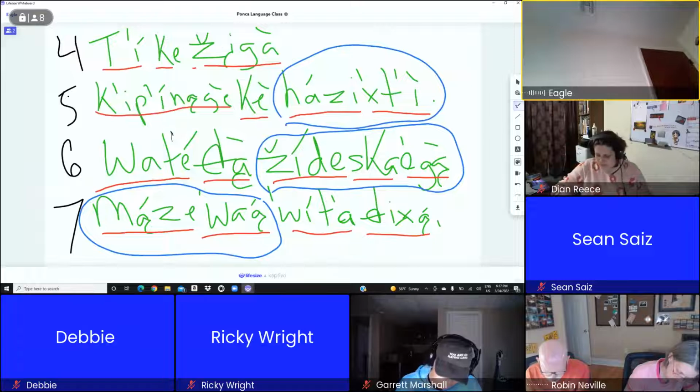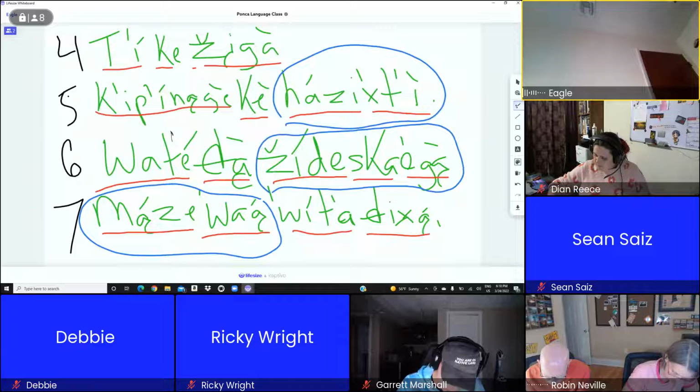Okay, number 7 is Maze means metal or iron. Won't means music. When it's combined, as I said, it's circled in the blue, so it means radio. Vita means my, singular. Vixant means it's broken, but it's broken by a hand. Someone broke it with their hand.